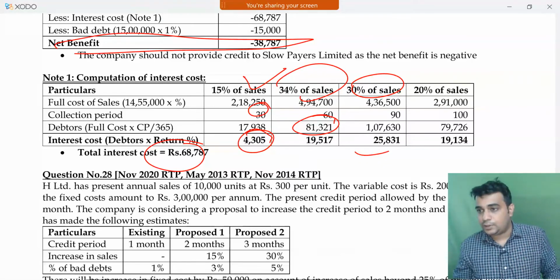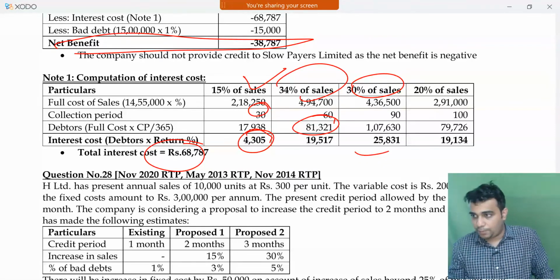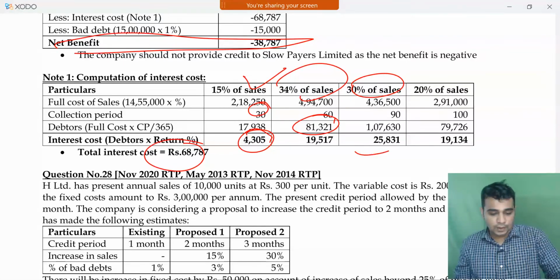So no point in doing business with this customer. Clear? Any doubts on this? Question 28, I'm not doing it.